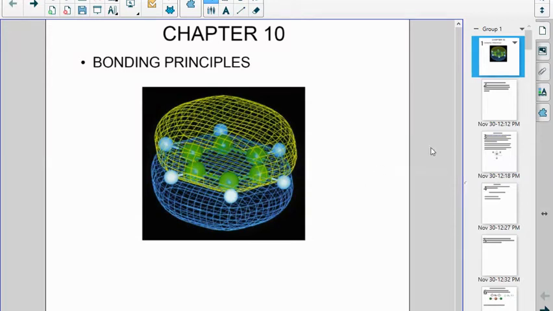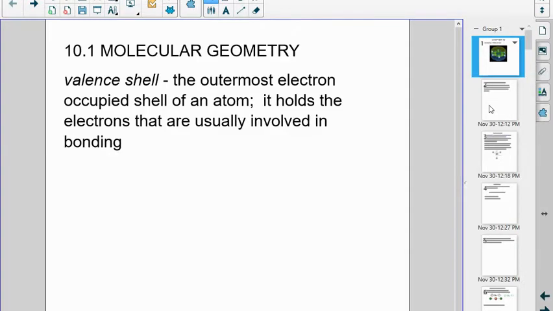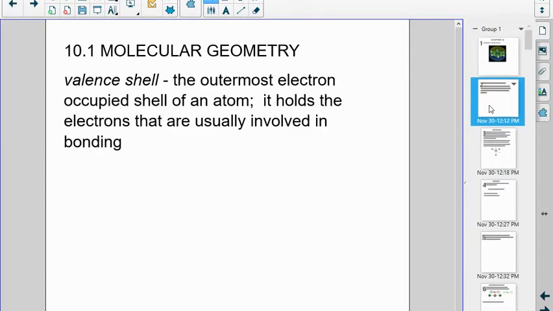Chapter 10, Bonding Principles. In Chapter 9, we talked about creating Lewis structures and having molecules bonded together, where you see which atoms are bonded to which other atoms, where the electrons are. What we're going to do now is take that and see what it means in three-dimensional space. And so we're going to look at molecular geometries.